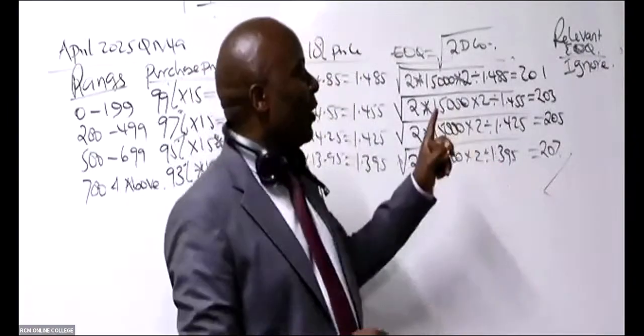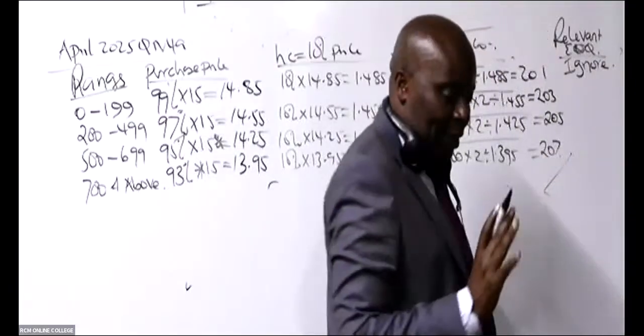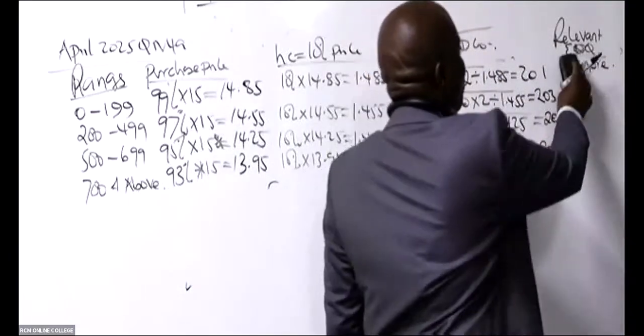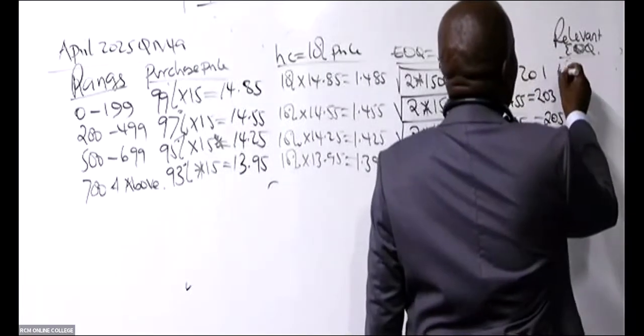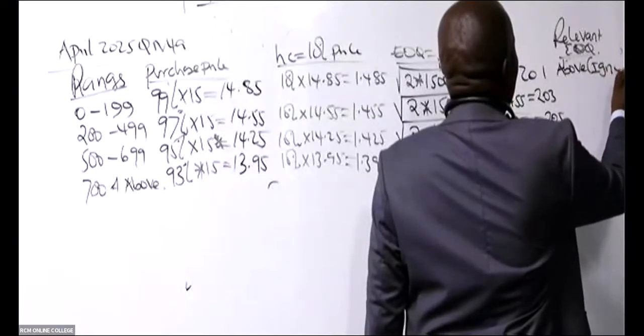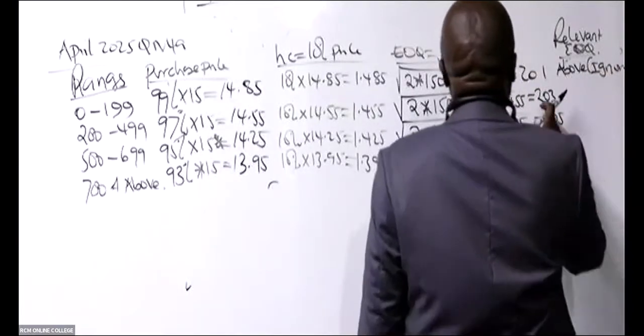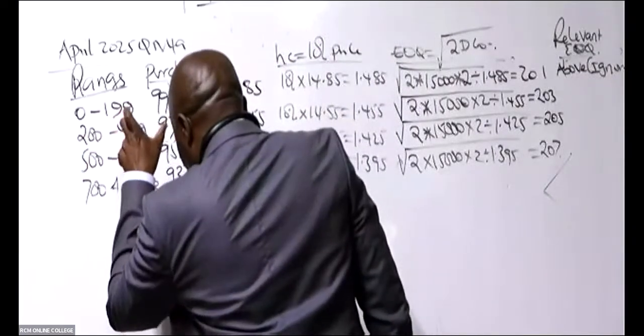So this is above. Actually, you can even write there above. Actually, that's what we should have done. For revision, yes, 201 is above. So ignore. And then we come to 203. 203 for this one, where is it? Within.